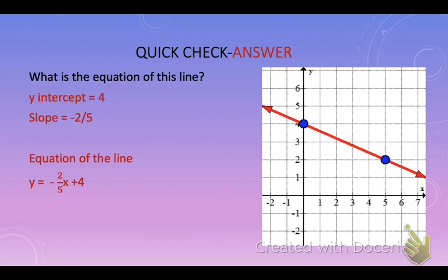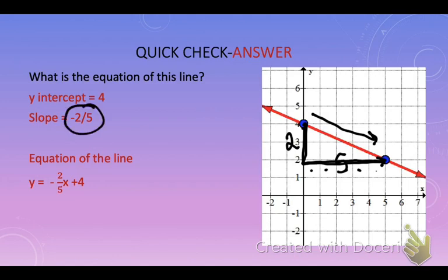Okay, here's my answer. So I know my y-intercept was 4. I know my slope is -2 over 5. I know it's a negative because my line is going down to the negatives. I can connect these two. So this is 2, and this is 1, 2, 3, 4, 5. So I know I have to go down 2 and over 5 to get to my next point. That's how I got my slope.